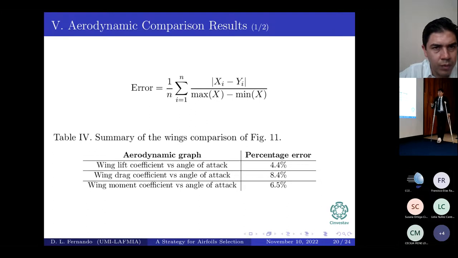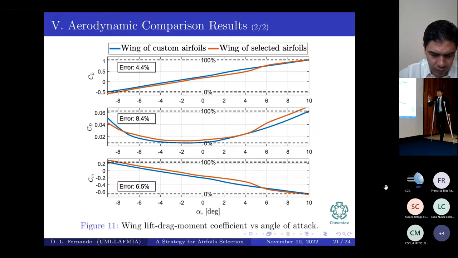We are going to get these graphs versus the angle of attack for the results of the two wings, where we can see the percentage error. For the first, the lift coefficient versus angle of attack is 4.4, wing drag coefficient versus angle of attack 8.4, wing moment coefficient versus angle of attack is 6.5% percentage. We can see it more clearly here in a graph where they correspond to the table I have shown you. It is there, and we can see the error is small in all cases.